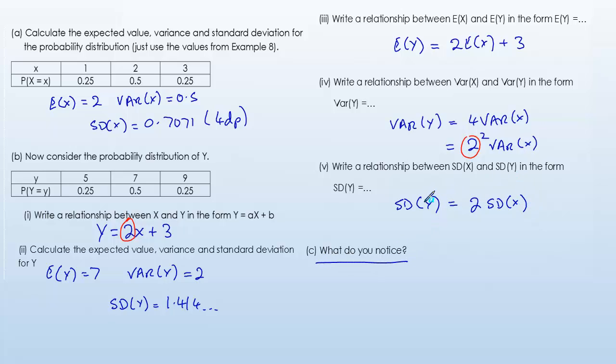So overall what we notice is that the mean or expectation is affected both by multiplication and addition, but the dispersion of the data measured by variance or standard deviation is affected only by the multiplication. Now variance is actually a squared unit, so that's why we have it squared. Standard deviation is in the same unit as the original data, and therefore we just get a single 2 just here.